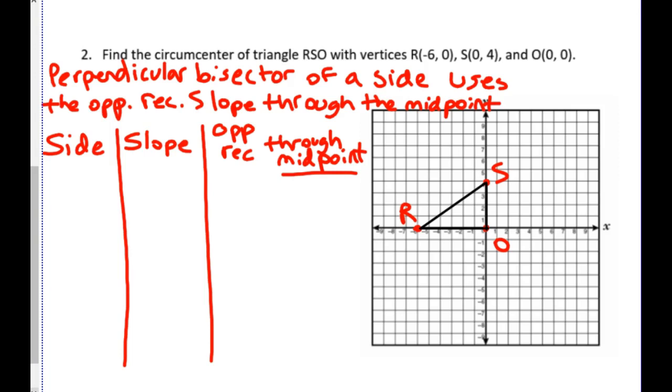We're going to make 3 different columns. This is different than orthocenter. Instead of starting at a vertex, we're starting at a side. We're going to find the side slope, figure out the opposite reciprocal, but this time it's going to go through the midpoint. Okay? So make sure you're writing this down.